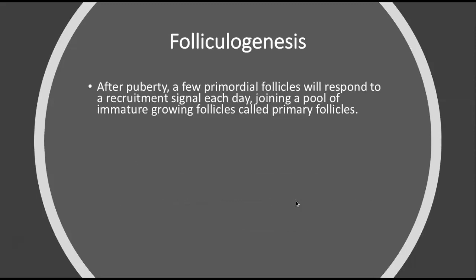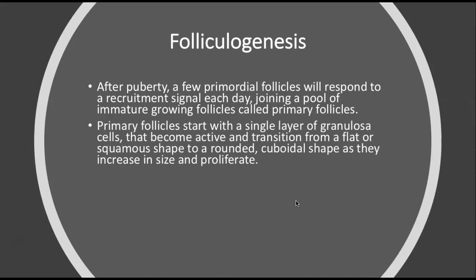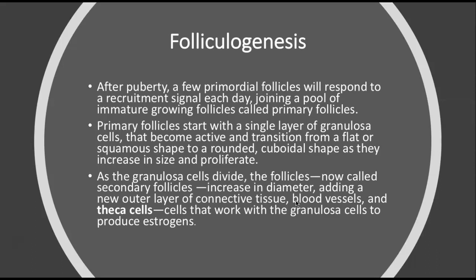After puberty, though, a few of these primordial follicles will respond to a recruitment signal each day, and they'll join a pool of immature growing follicles called primary follicles. Those primary follicles start with a single layer of granulosa cells that become active and transition from a flat squamous shape to a rounded cuboidal shape as they increase in size and proliferate. As those cells divide, the follicles, which are now called secondary follicles, increase in diameter, adding a new outer layer of connective tissue, blood vessels, and theca cells, which are cells that work with the granulosa cells to produce estrogens, which is the female sex steroid hormone.